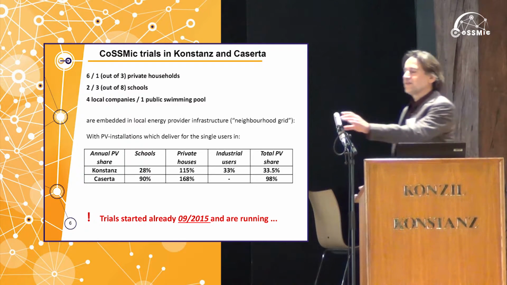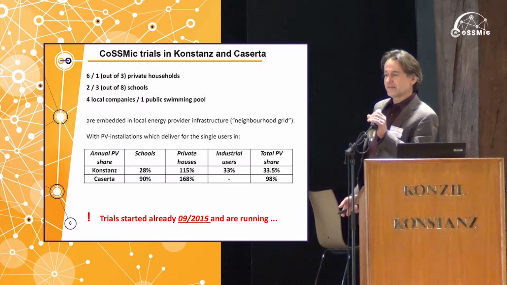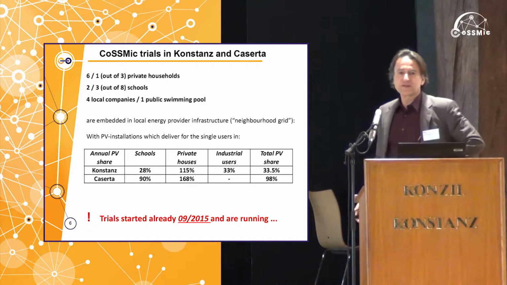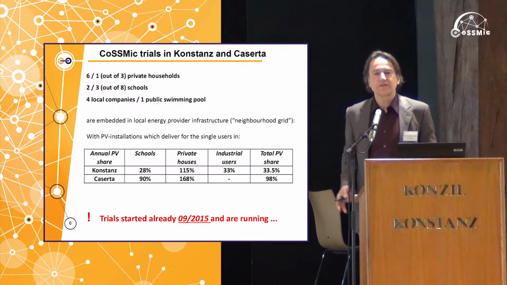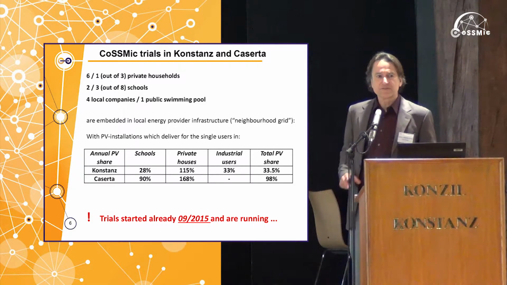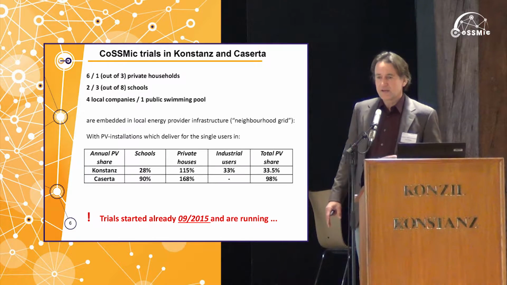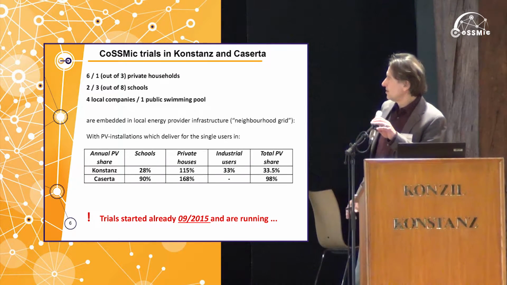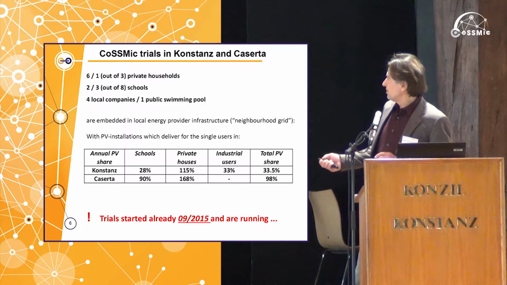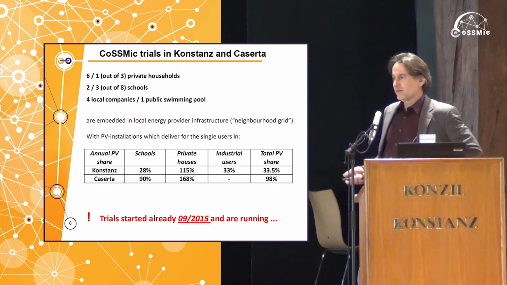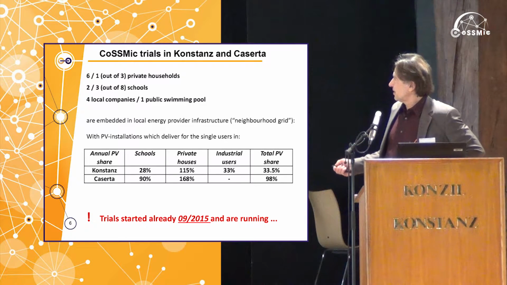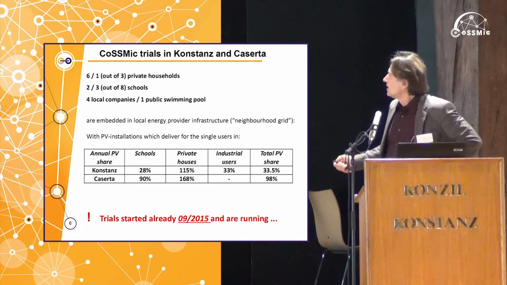Now let's go to the trial sites in Konstanz and Cassata. Cassata is about 50 kilometers north of Napoli. They have very, very different situations. The sunshine is quite different, and also the situation of the PV systems already installed. As already mentioned, we have 12 user sites in Konstanz and 5. We wanted to have 12, but because of some restrictions, we got only 5 up to now in Cassata, but we have a very, very large PV system included.